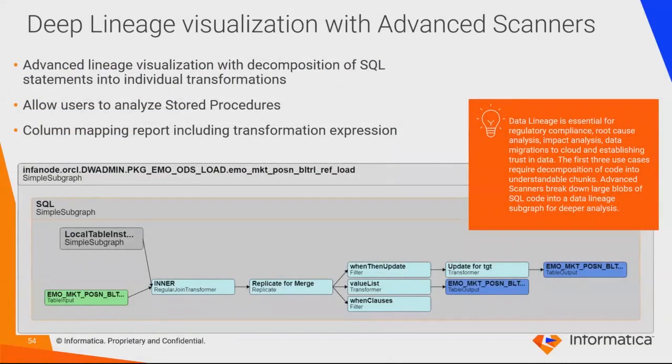The advanced scanners also come with a deep layer lineage visualization application that converts your mapping into a subgraph, giving you a better way to understand how your data is getting transformed inside the specific stored procedure. It allows a user to run analytics on top of it, analyze the stored procedure, and understand the column mapping from a transformation expression perspective.